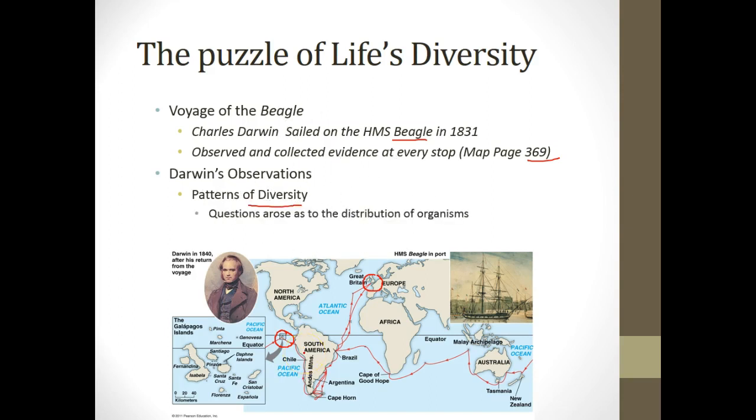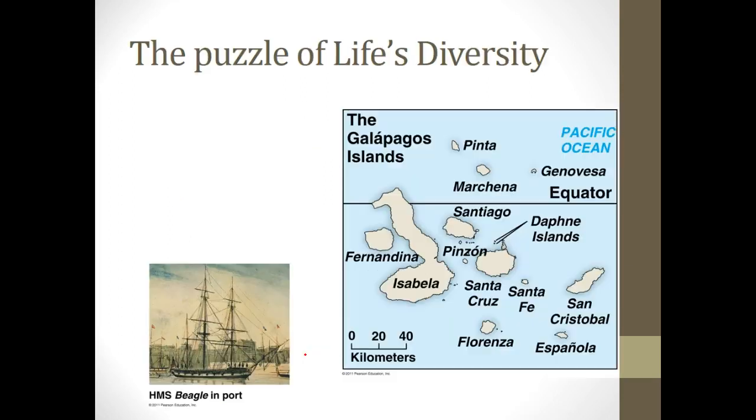He obviously had questions that arose about the distribution of organisms. Why, like I said, would different birds be put on virtually similar islands? It just didn't make sense to him, okay? And why did continents with similar habitats have different species? Those are fantastic questions, obviously ones that he worked to research and try to answer.